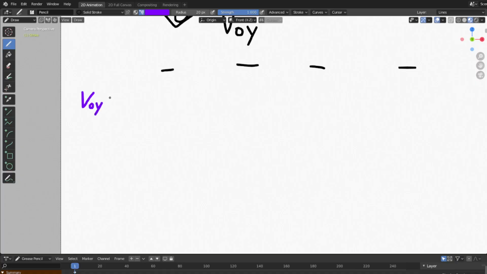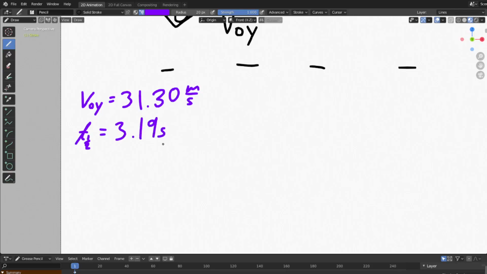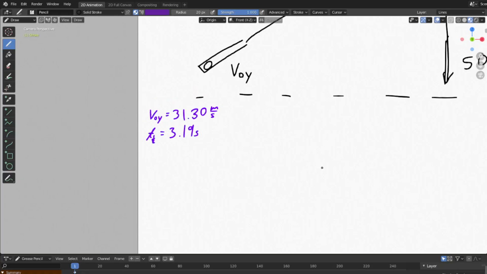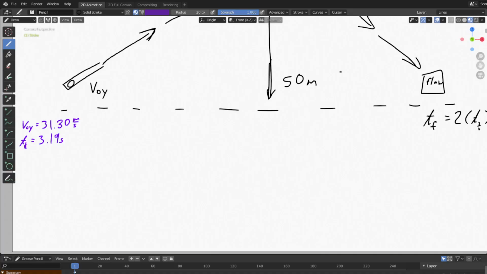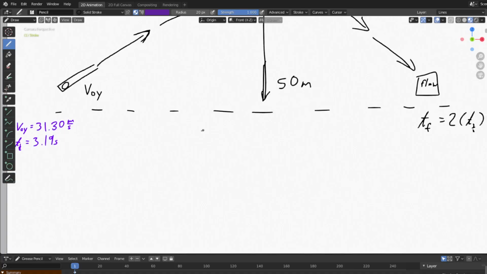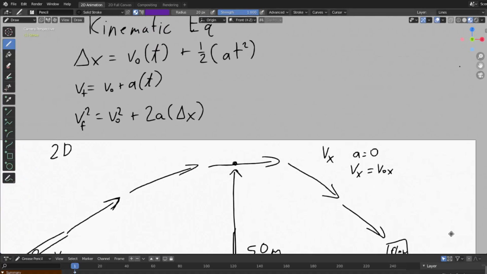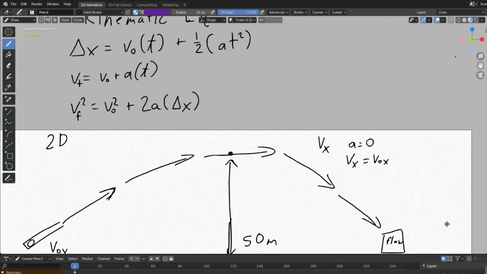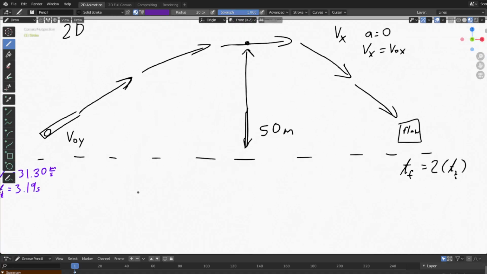V naught y equals 31.30 meters per second. And, oh right, t of 1/2 equals 3.19 seconds. Got that written down. So, then using our equation from earlier, now that we know time and v naught and the distance and acceleration, it's only simple that we use our delta y t squared equation.